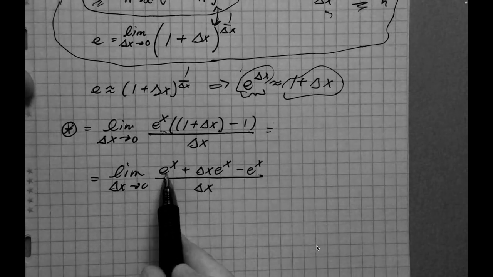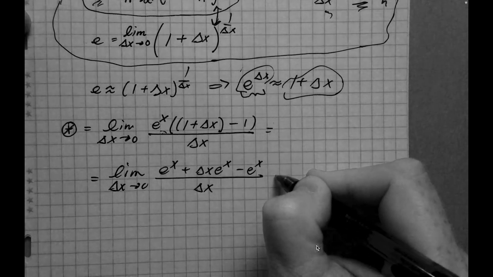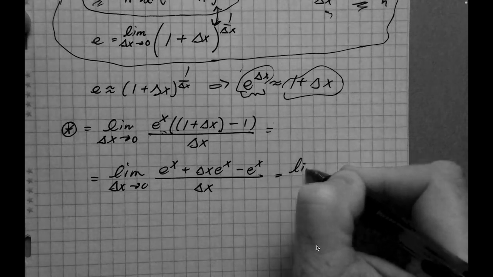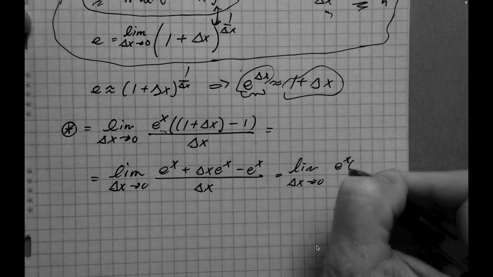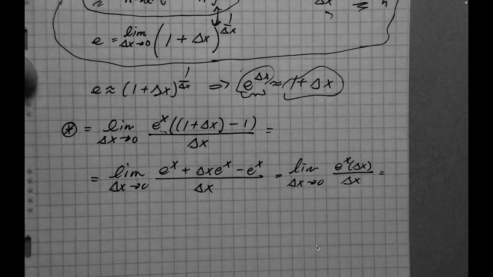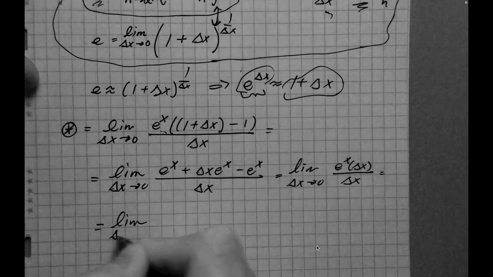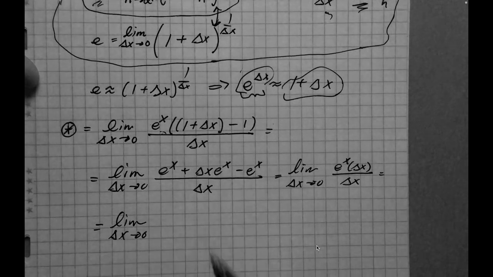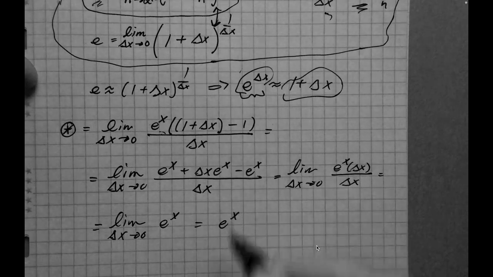And of course, e to the x and minus e to the x, you just combine those, you'd get nothing. You'd get a 0. So this is all the limit as delta x goes to 0 of e to the x times delta x, all over delta x. And of course, we're going to cancel the delta x's, and we'll see that the result follows directly. Then taking that limit, the delta x isn't even a term in the expression, so it's just e to the x.